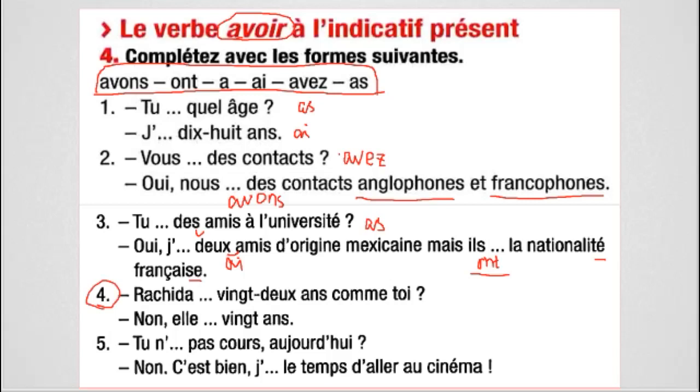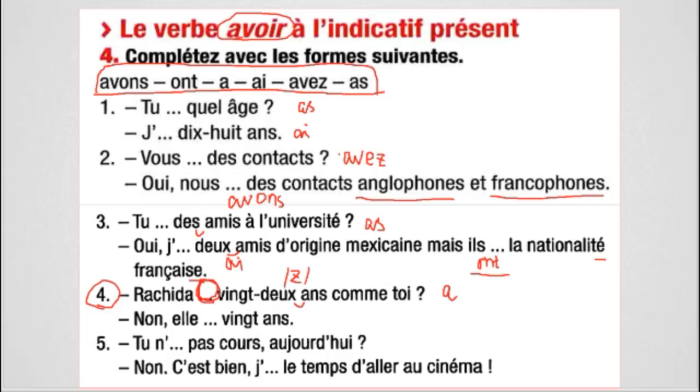Rashita vingt-deux ans, comme toi. There's a verb. You should do the conjugation. Rashita a vingt-deux ans, comme toi. So what does it mean?